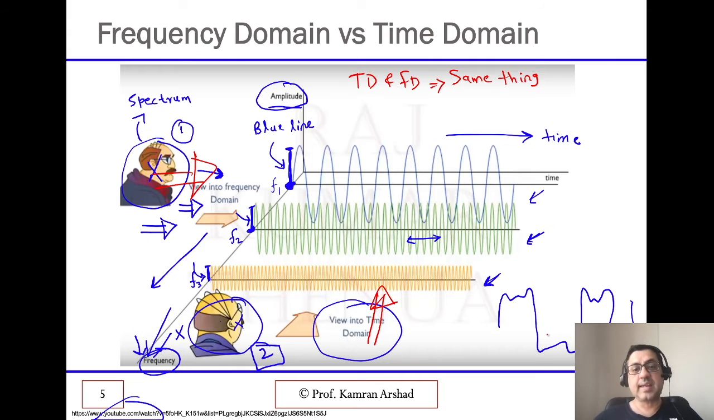And if you make any change in the signal, for example, if I remove this yellow sinusoid or yellow frequency altogether, then the signal will look different in both the time domain and the frequency domain. So any change you make in one domain will also reflect in the other domain, right? Time domain and frequency domain are just ways of looking at the same thing. Otherwise, they are the same. This is a very important point.